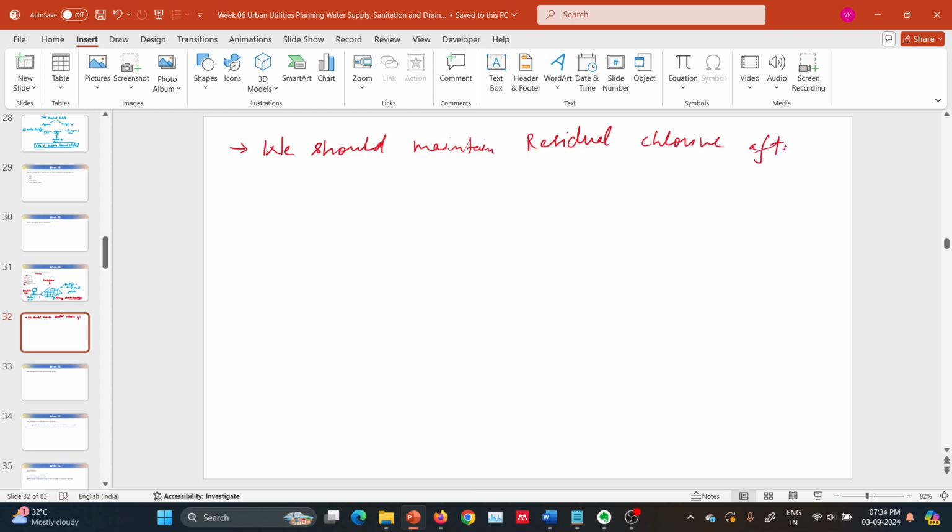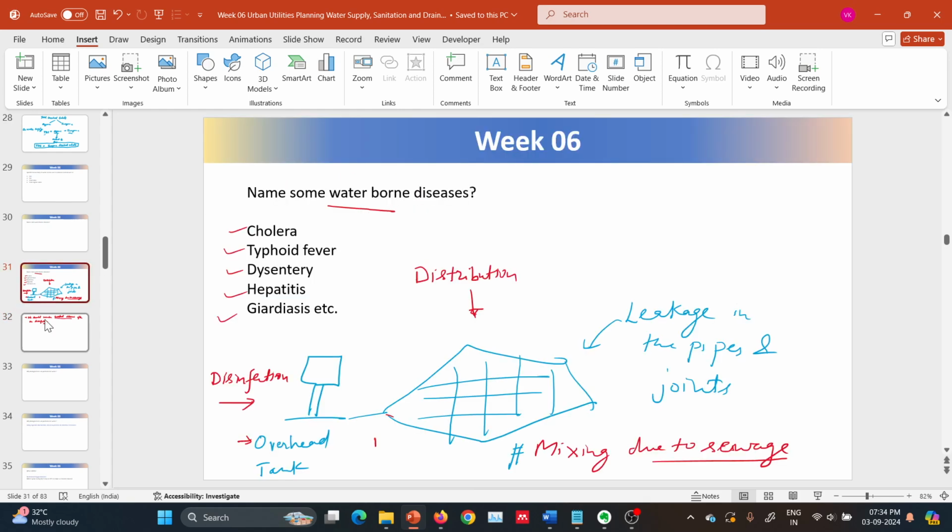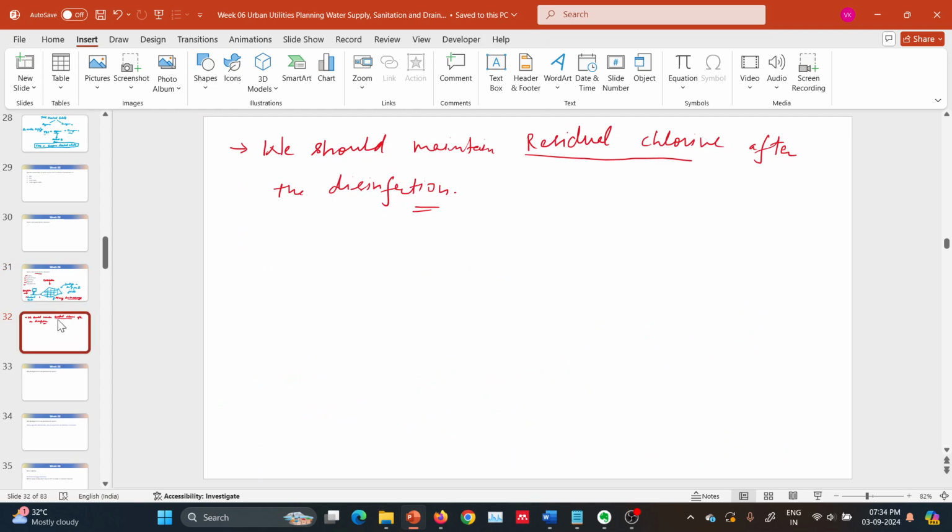We should maintain residual chlorine after the disinfection. Residual chlorine means that even though we get the water after the treatment, it has some excess chlorine. It will taste bitter because of this excess chlorine. That is called residual chlorine.